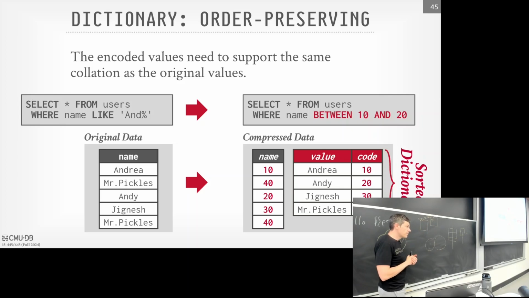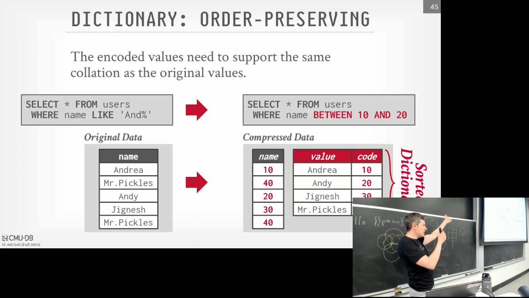Yes? Where is this dictionary actually stored? The question is, where's the dictionary stored? It would be in the header of the pages. Or like in the case of Parquet, we saw the row groups. It goes in there.